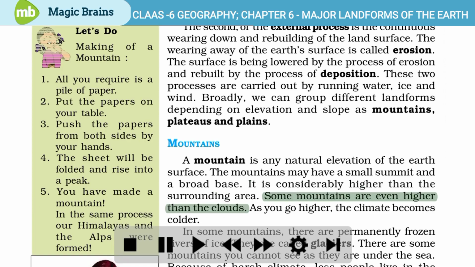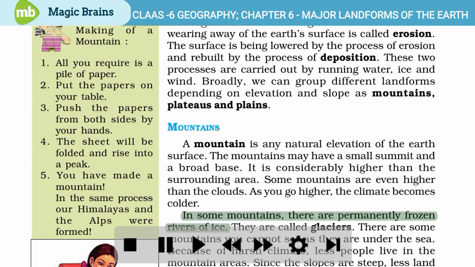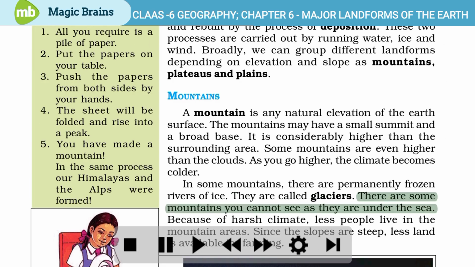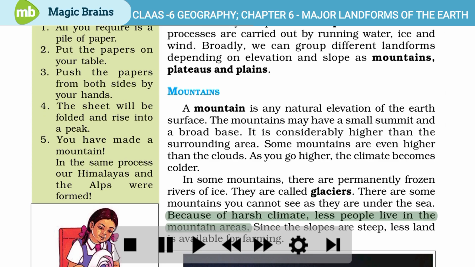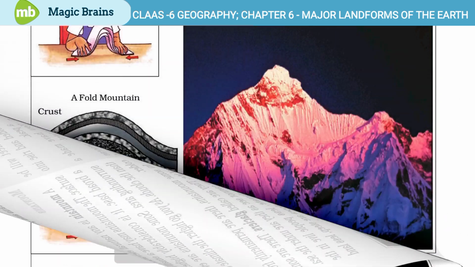Some mountains are even higher than the clouds. As you go higher, the climate becomes colder. In some mountains, there are permanently frozen rivers of ice. They are called glaciers. There are some mountains you cannot see as they are under the sea. Because of harsh climate, fewer people live in the mountain areas. Since the slopes are steep, less land is available for farming.